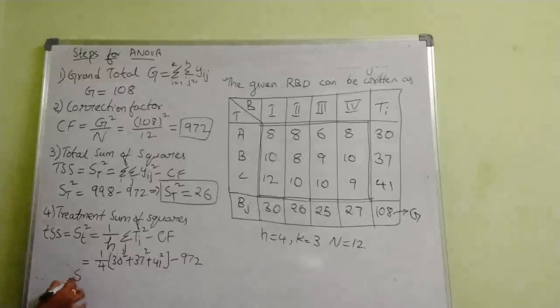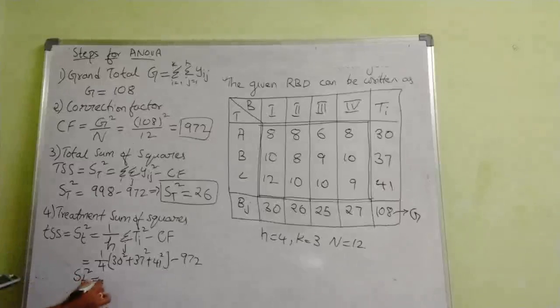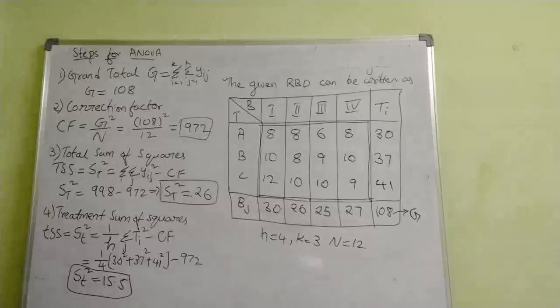So capital S small t square, that is treatment sum of squares, is equal to 15.5. So this is the treatment sum of squares value. Next we have to find the block sum of squares. Next, fifth step.